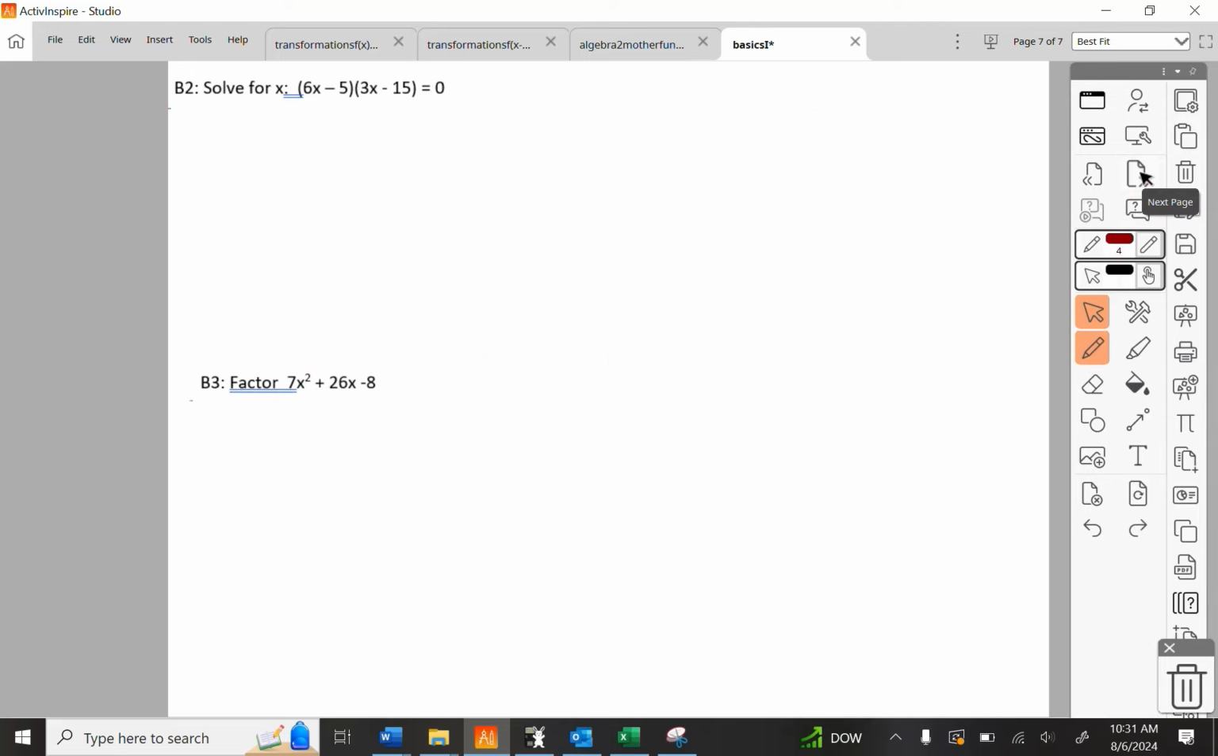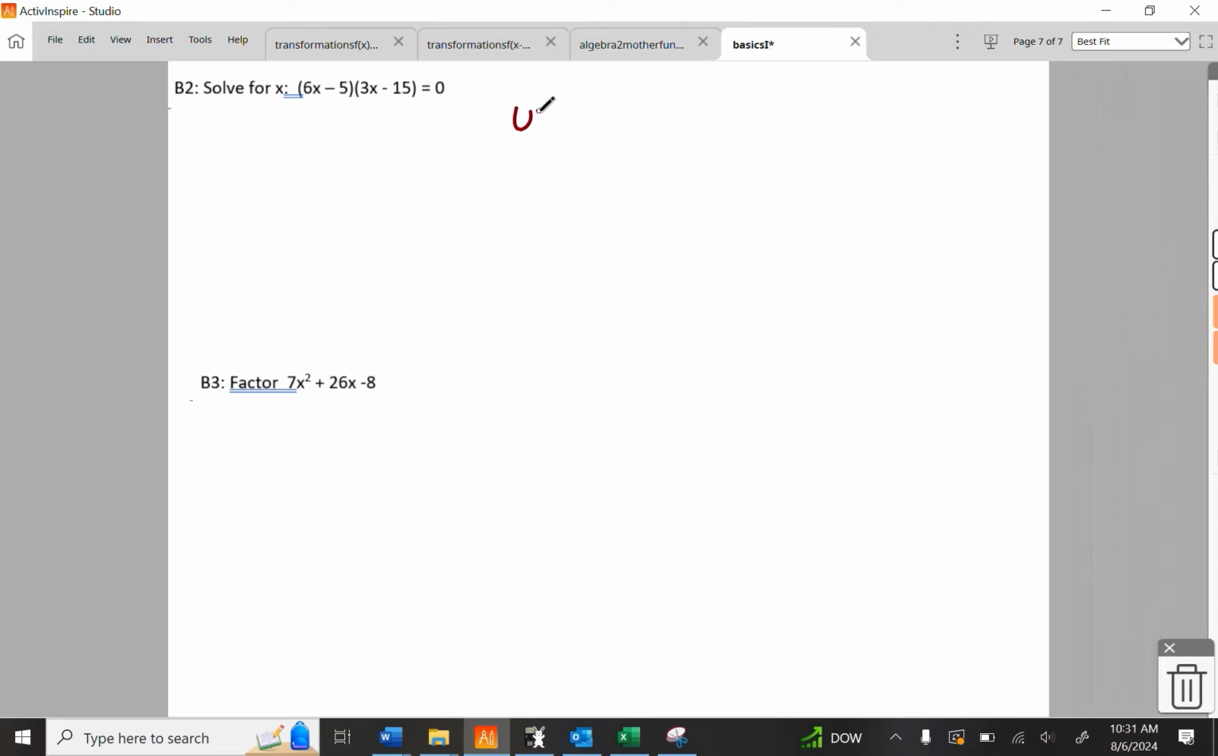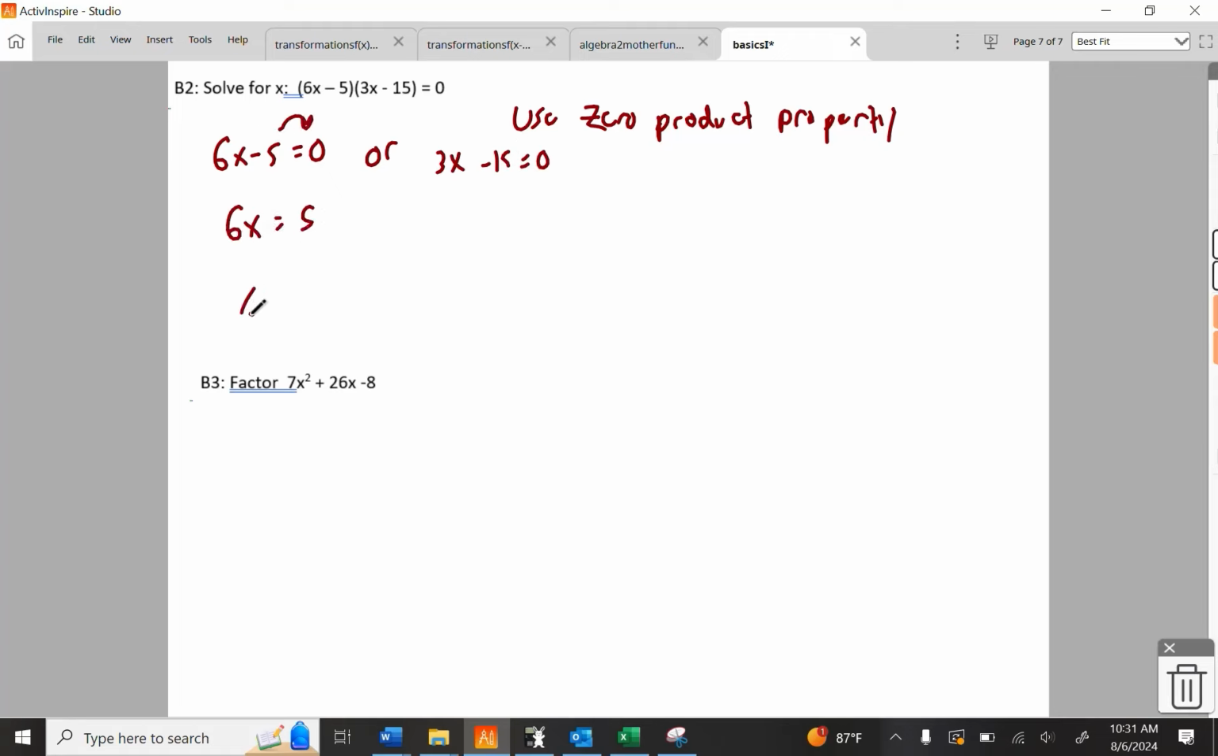Solve for x. This is done using the zero product property. This is an Algebra 1 skill. Basically, you just take each factor and you set it equal to 0. So 6x minus 5 equals 0. Or, it's actually and, 3x minus 15 equals 0. And we just do algebra. We add 5, 6x is 5. We divide by 6, we get 5/6. Or, we add 15 to both sides. We divide out our 3, and x is 5.